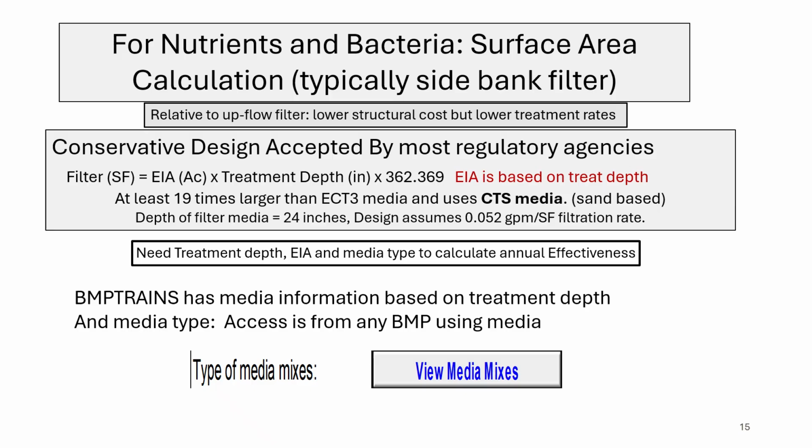Compared to an upflow filter configuration, the side bank filter offers lower structural costs, though it does come with lower treatment rates. So depending on site constraints and budget considerations, this trade-off between cost and performance is an important factor in selecting the right filter design.